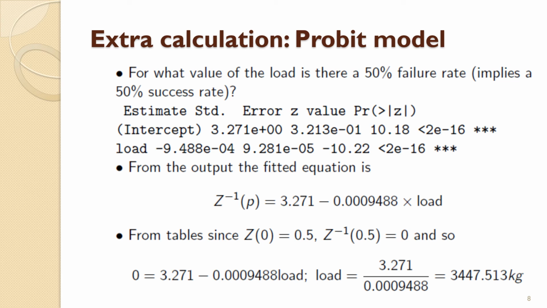So again, you've got a similar looking calculation to the previous slide. So 0 equals 3.271 minus 0.009488 times load, rearrange, and you're getting at the very end there a very similar answer to the previous slide. So again, similar models give you similar answers, and for the probit model, you've got an estimate of the load being 3447.513.